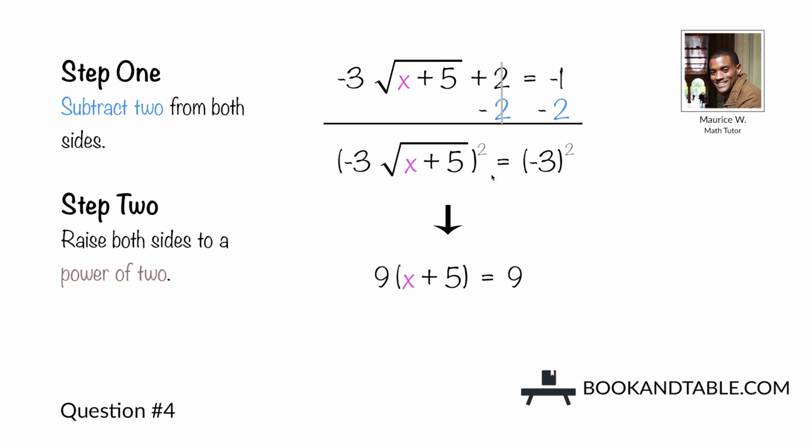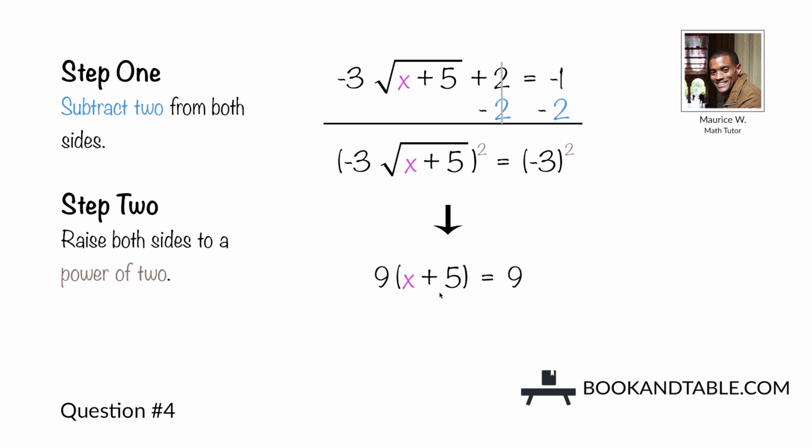Step 2, raise both sides to a power of 2. On the left side, negative 3 squared gives you 9. The square root of x plus 5 squared gives us x plus 5. On the right side, we have negative 3 squared, which is equal to 9.